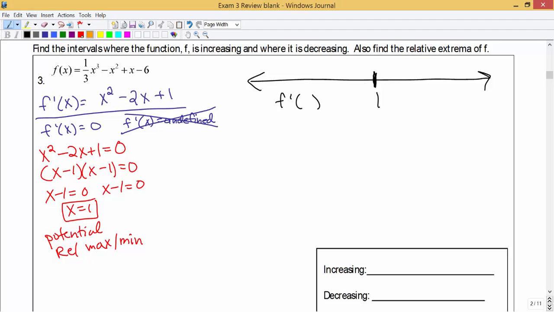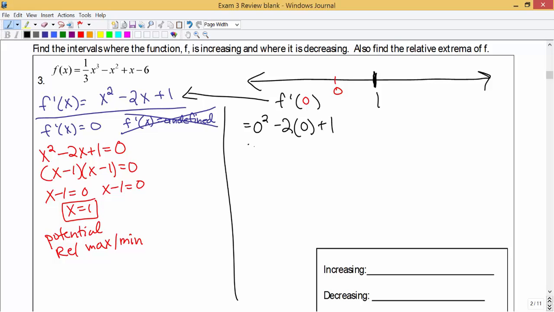Choose any value that you want. I'm going to choose 0. So we're going to plug 0 into the first derivative. 0 squared minus 2 times 0 plus 1, we get 1. Since this is positive, this represents a positive slope, and the graph is increasing from left to right.